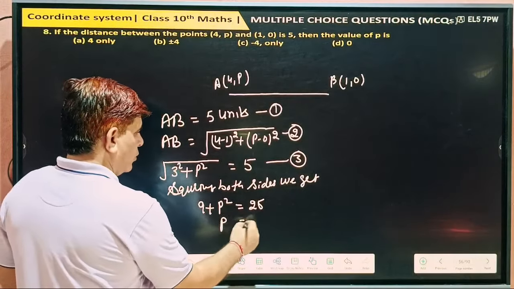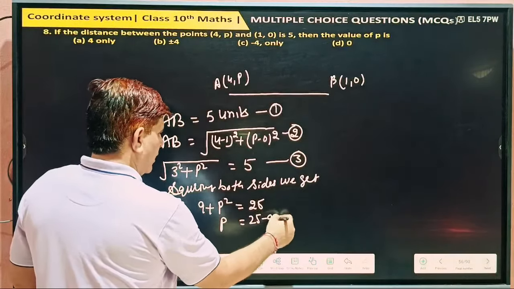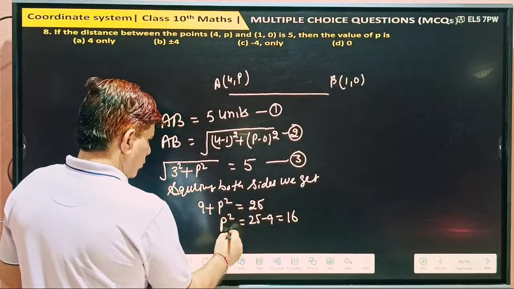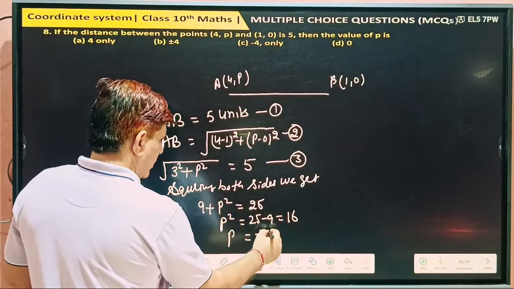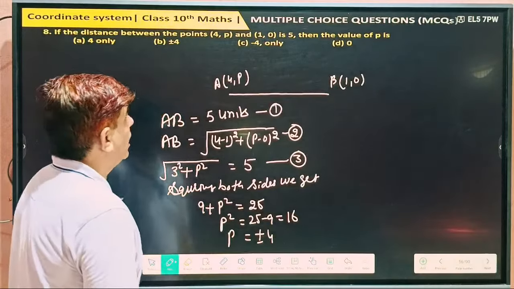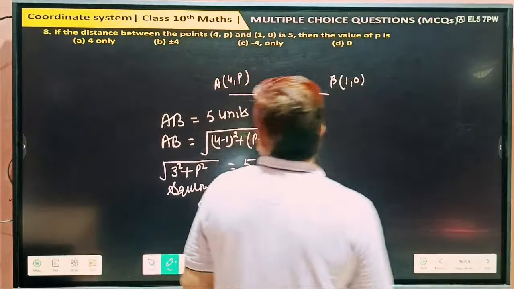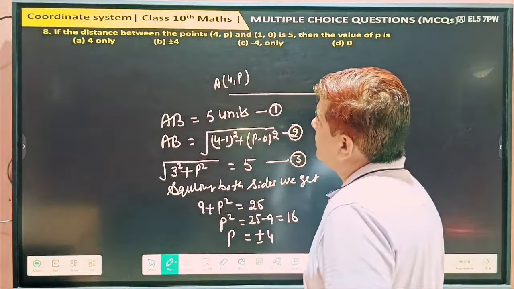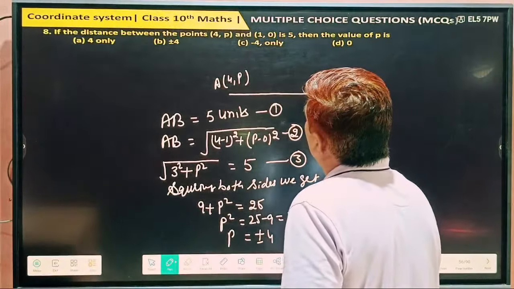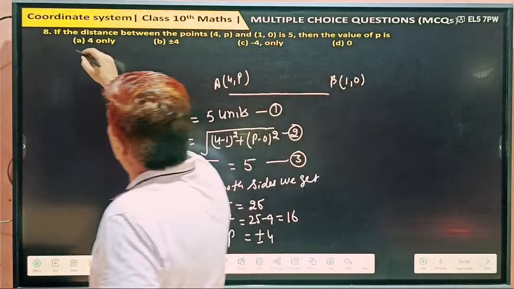And P square is equal to 25 minus 9, how much? 16. So P is equal to plus or minus 4. But length is always positive. So what we can say? We can say this is its answer.